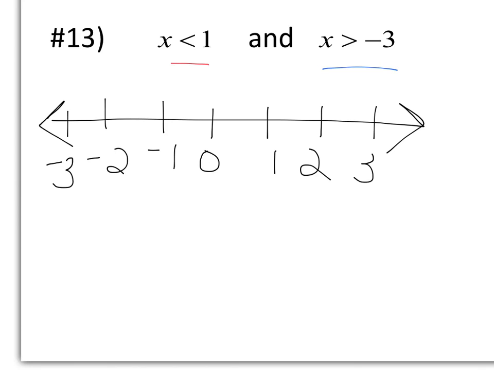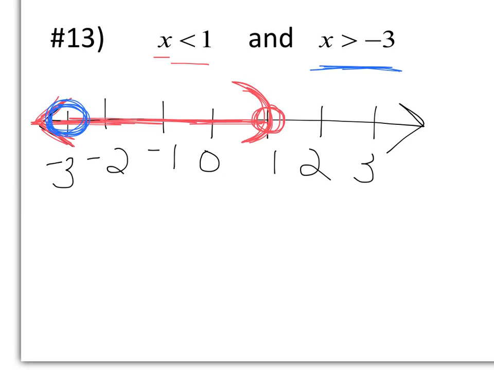So for x is less than 1, I'm going to do an open circle here. Since the variable's first, I'm going to shade in the direction the arrow is pointing. We know an open circle is parentheses, so I'm going to shade this way. Now I'm going to use blue for the negative 3. It's an open circle here, which is the same as a parenthesis, and it's greater, so I'm going to shade this way, and it goes on forever.